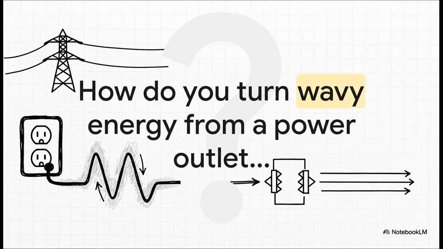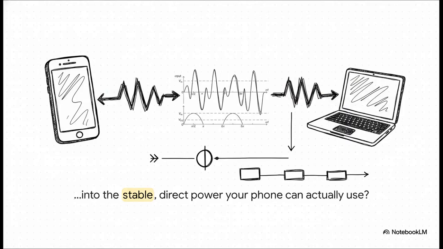Okay, so the juice coming out of your wall socket is something called alternating current, or AC. It's awesome for traveling long distances, which is why we use it for the grid. But it's also kind of chaotic. It's constantly flipping its direction back and forth like a wave in the ocean. Now, the delicate little circuits inside your phone or your laptop, yeah, they can't handle that chaos, not at all. They need a calm, steady, one-way street of energy. We call that direct current, or DC. So the big question is, how do you tame that wild AC wave and turn it into smooth, usable DC?